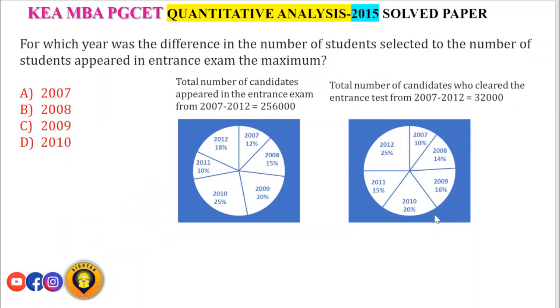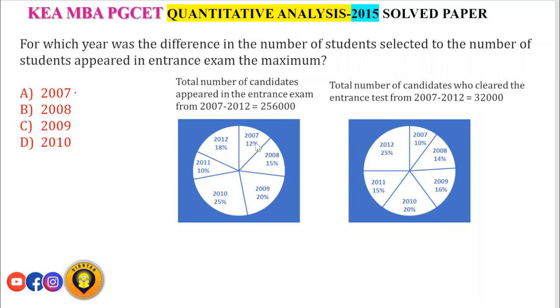For which year was the difference in the number of students selected to the number of students appeared in the entrance exam the maximum? In which year the difference in the number of students who selected to the number of students who appeared in the entrance exam was maximum? Now go with the options.